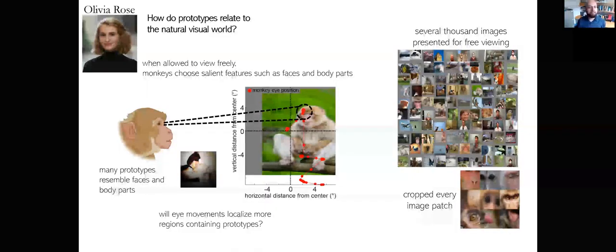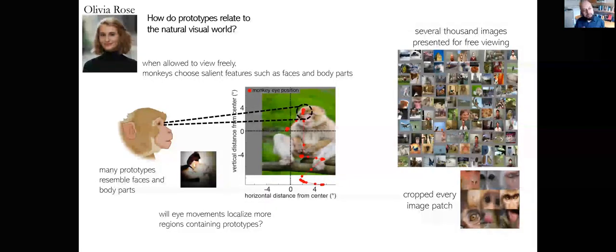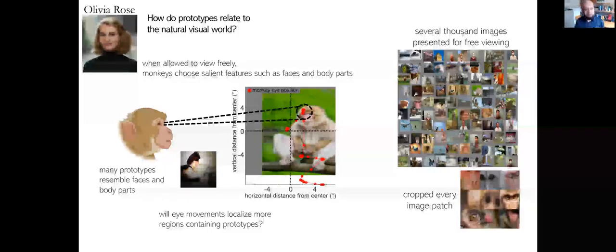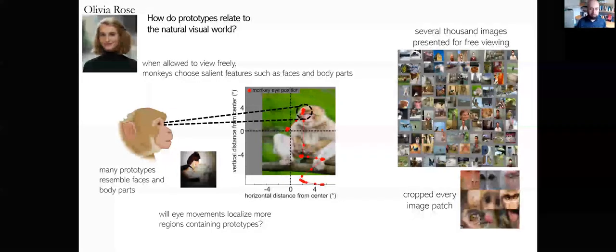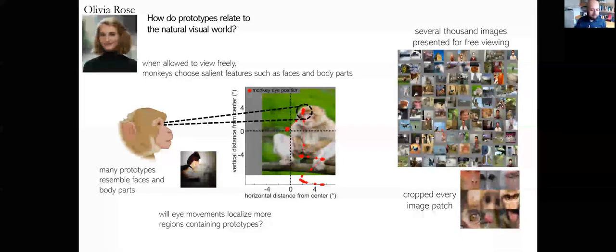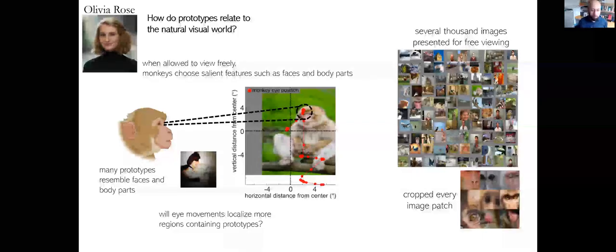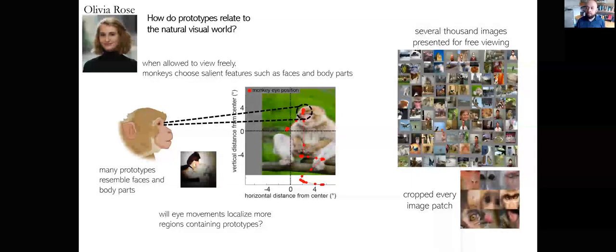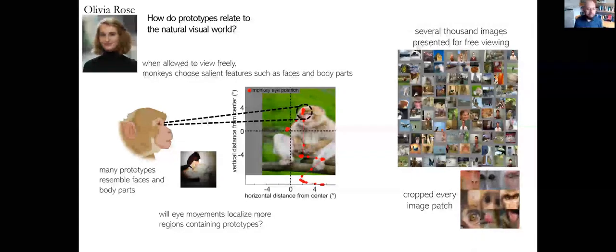And here, our grad student Olivia took the approach of thinking that when monkeys are allowed to look at natural scenes, they tend to choose salient features like faces or body parts. Prototypes often tend to resemble patterns present in faces and body parts. So perhaps if we let the animal just free view thousands of images, it would give us an idea of regions in the natural world that do contain the same prototype. So we did that experiment.